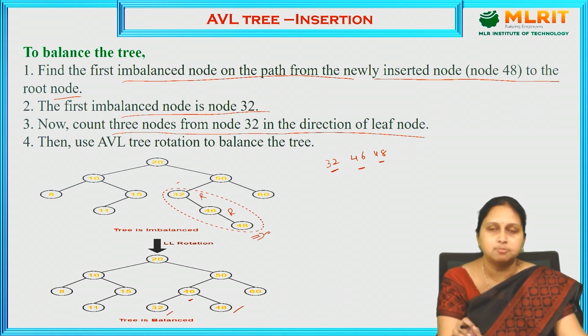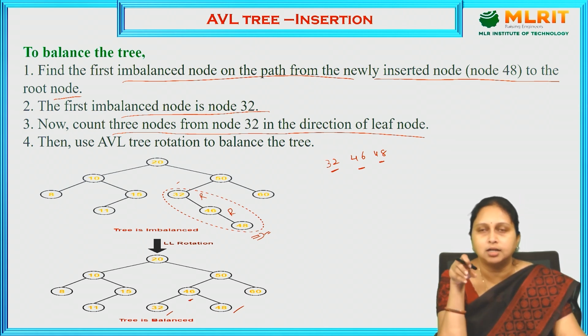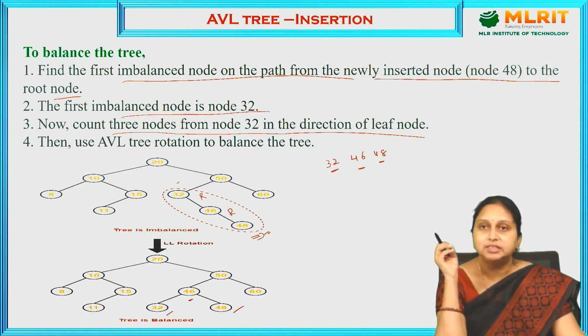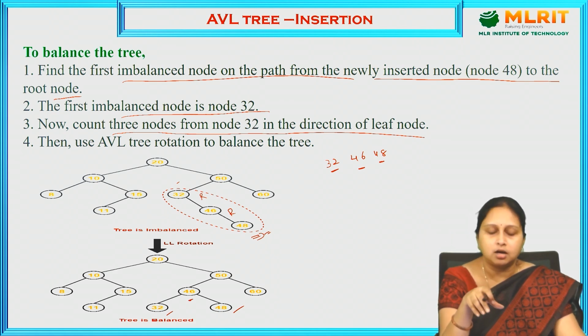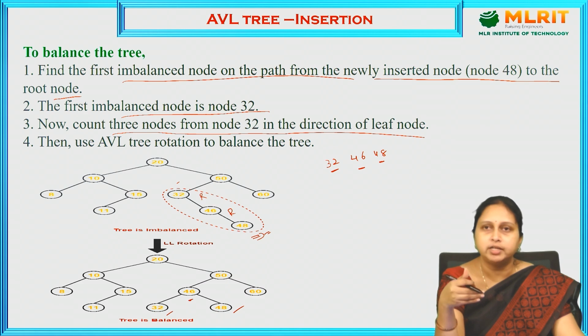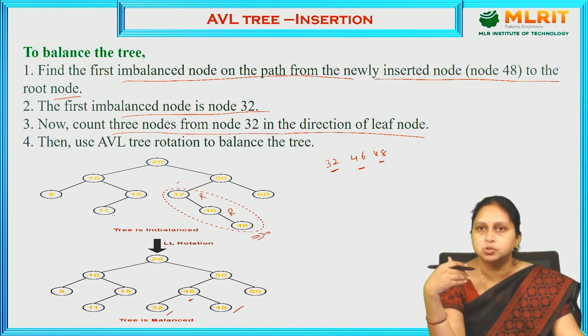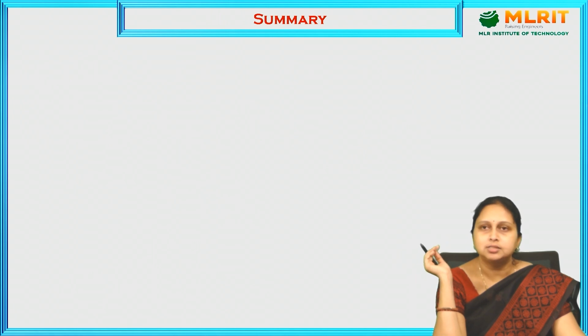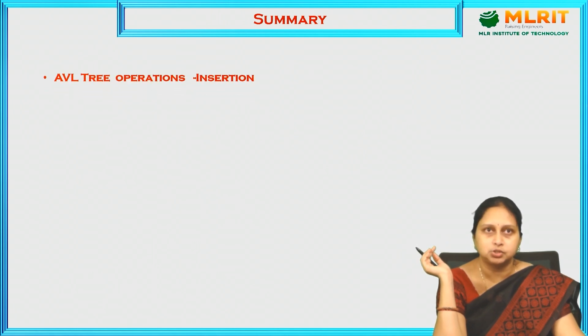I have given some points also here, how you need to select that particular node which is imbalanced, and how you need to select those 3 nodes for performing the rotations. If you go through these points and the example which I have solved, you can understand very easily. Okay, let us see the summary of what we have seen in this session.